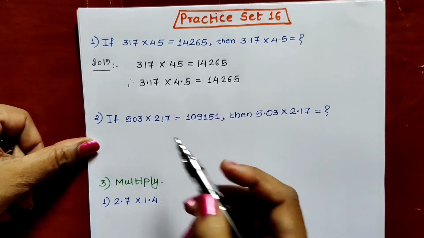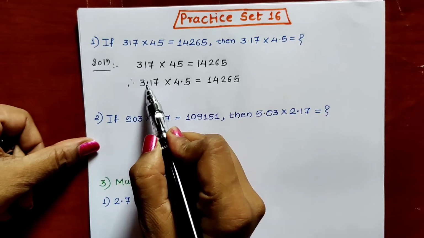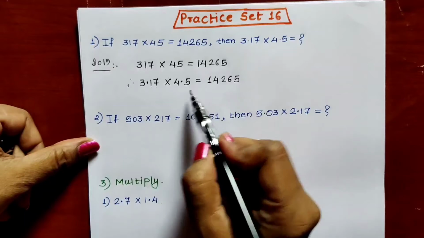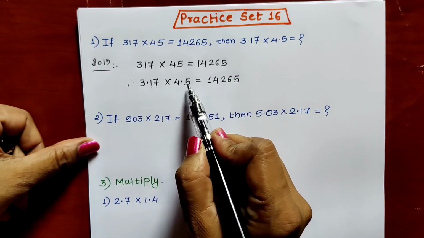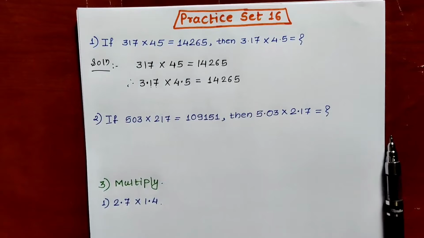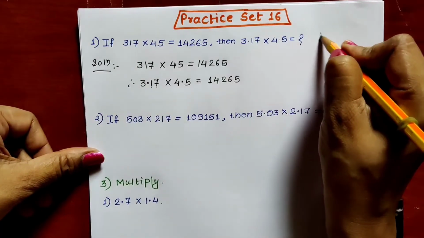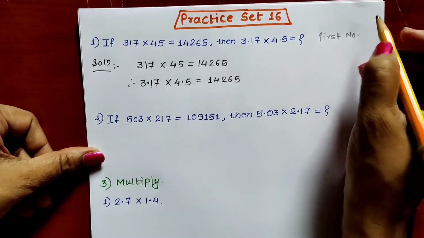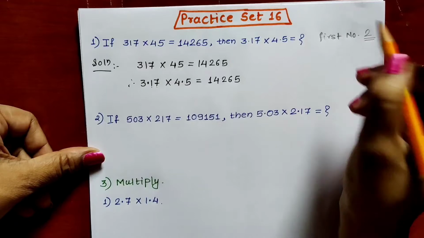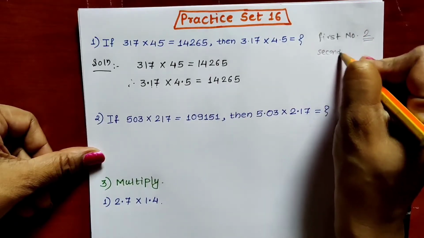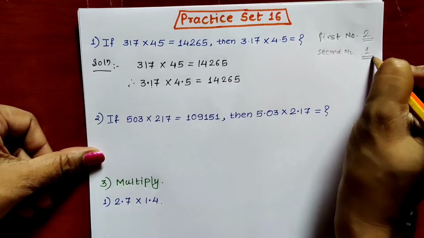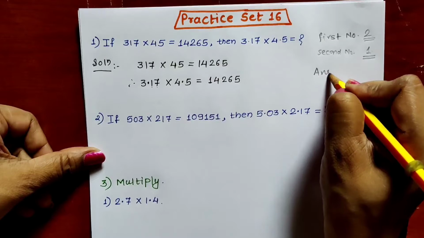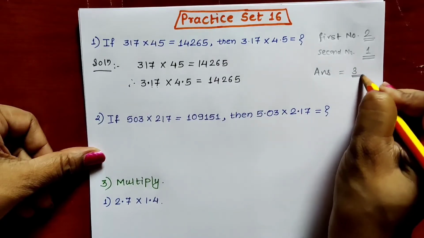Now where to put the decimal point? Now see children, in 3.17 after decimal point how many digits are there? 2 digits. 1 and 7, 2 digits. In 4.5 after decimal point how many digits are there? 1 digit. Okay. So in first number there are 2 digits after decimal point. In second number there is 1 digit after decimal point. Total 2 plus 1 how many? 3. So in answer there should be 3 digits after decimal point.